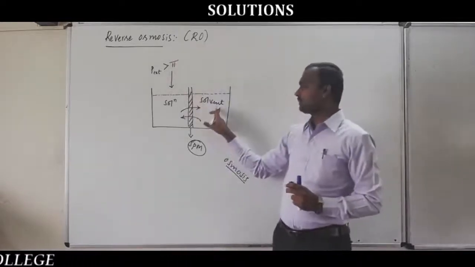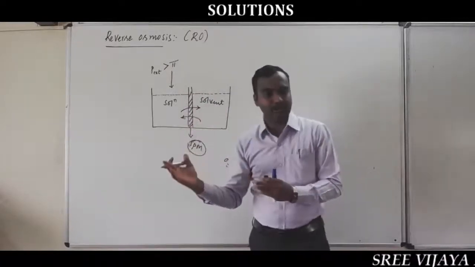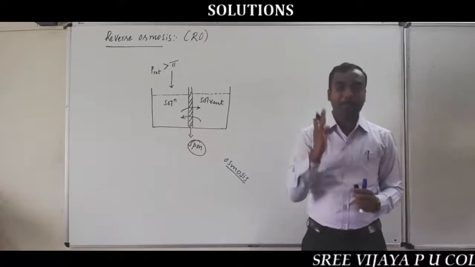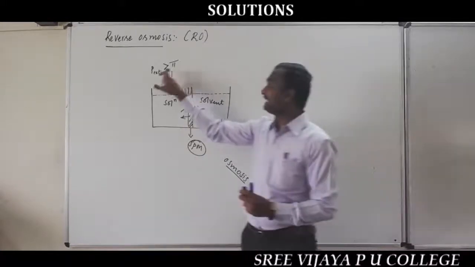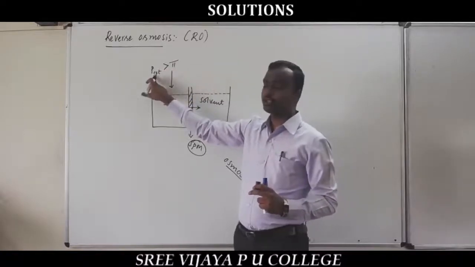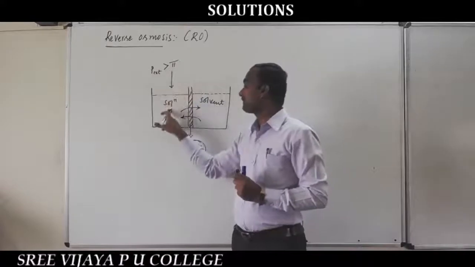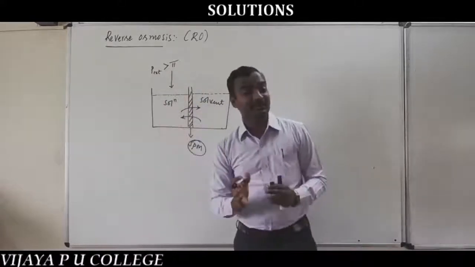So reverse osmosis is the process of reversing the direction of osmosis by applying a pressure greater than osmotic pressure. It's a very important condition. On which side do we apply the pressure which is greater than osmotic pressure? On the solution side, or the solution of higher concentration side.